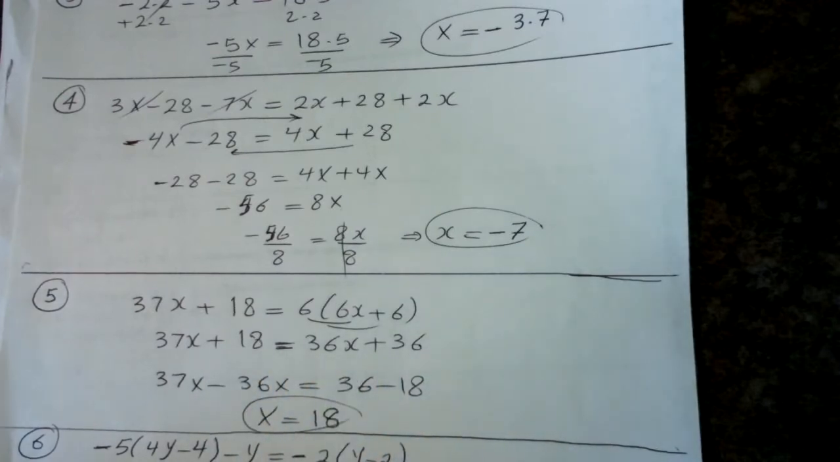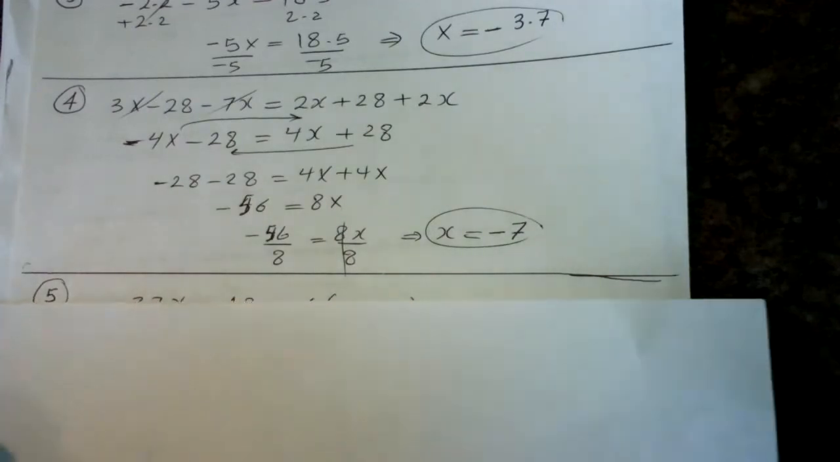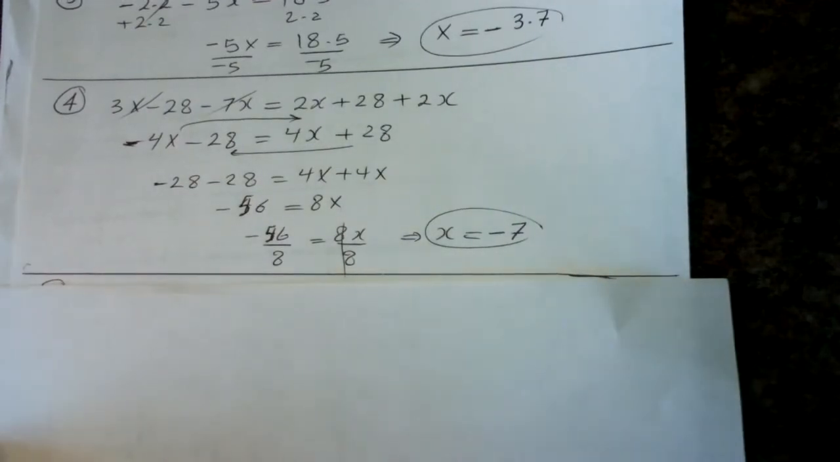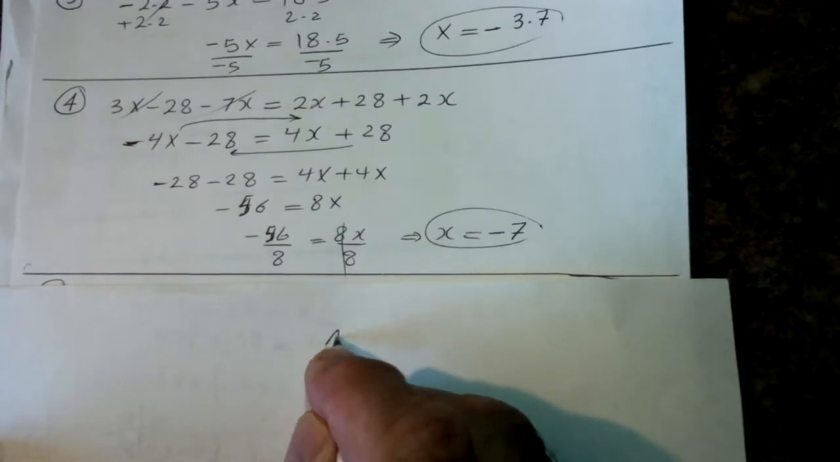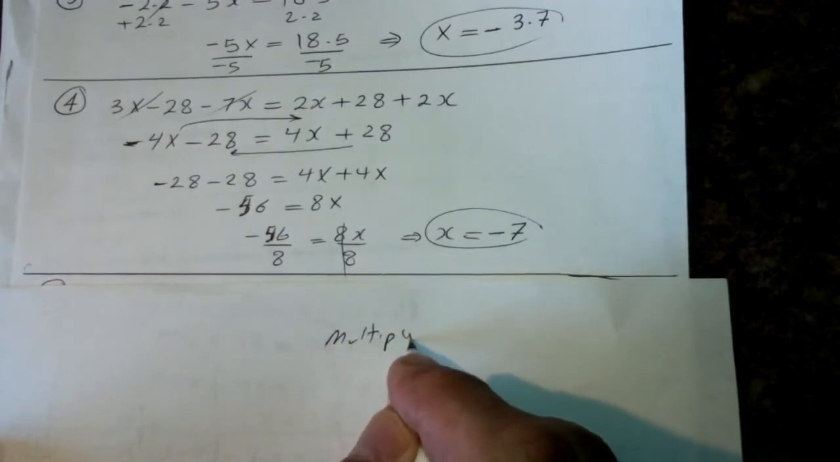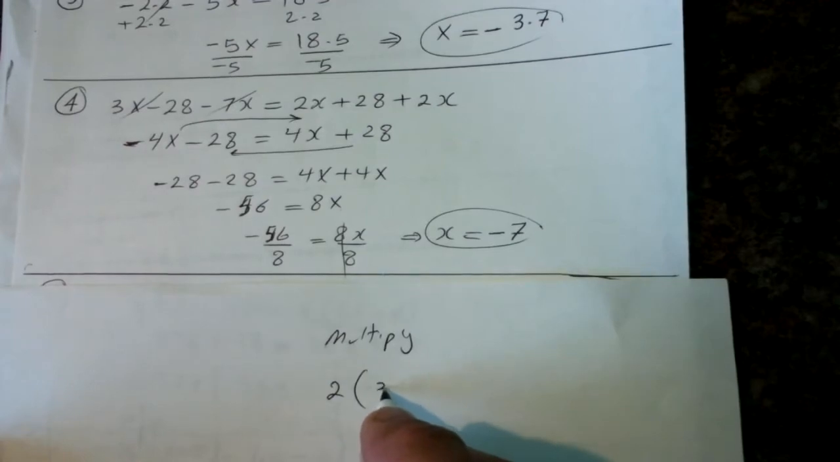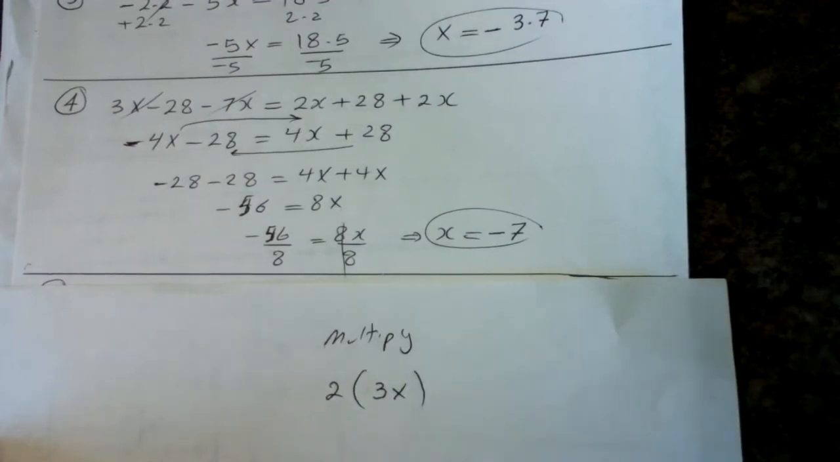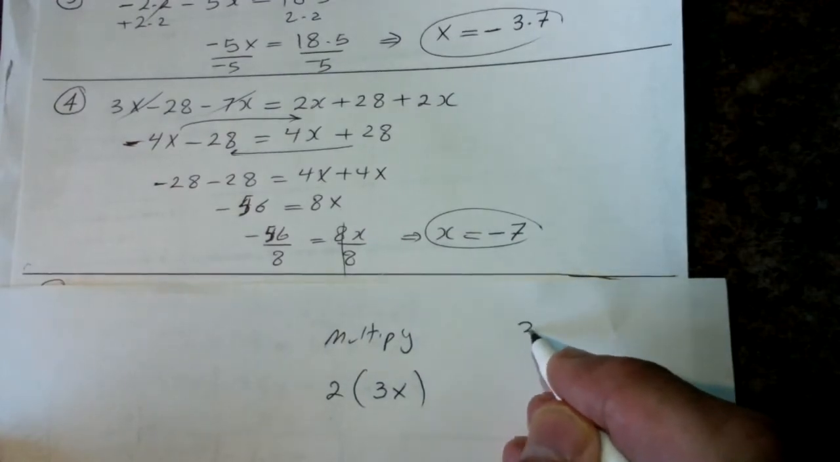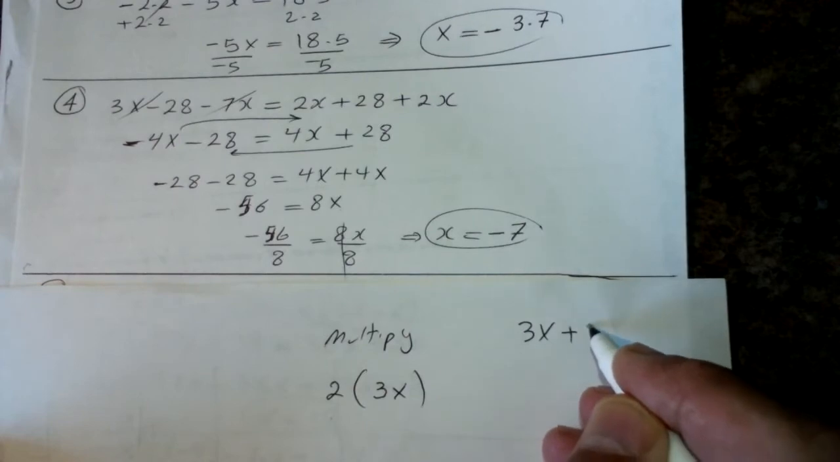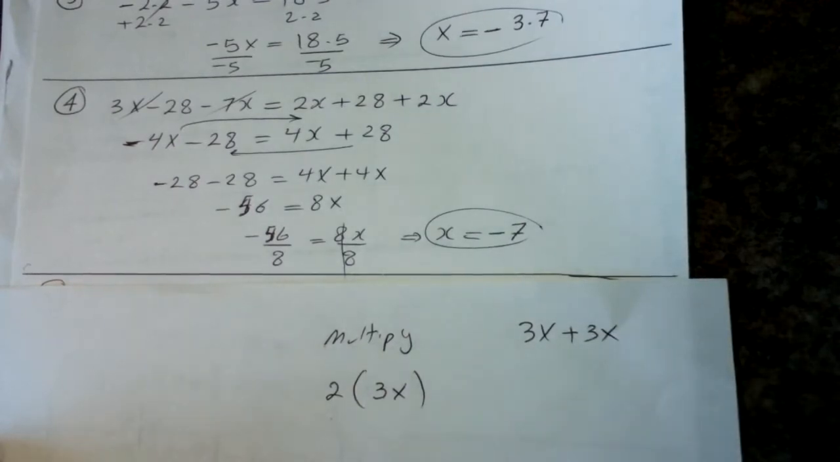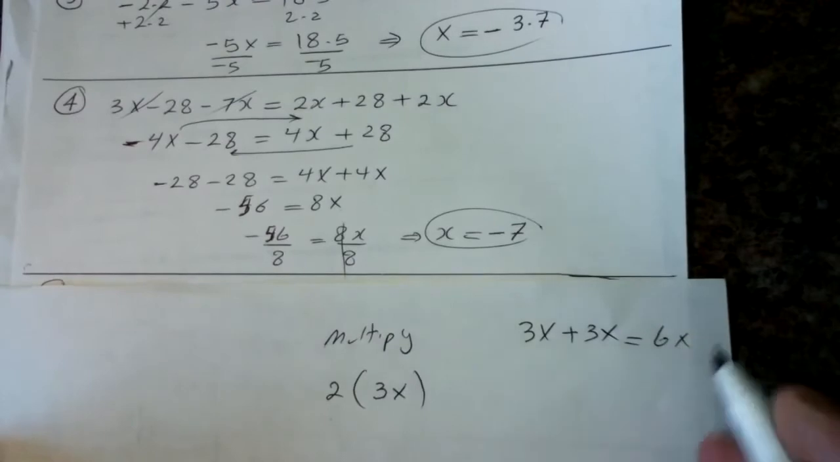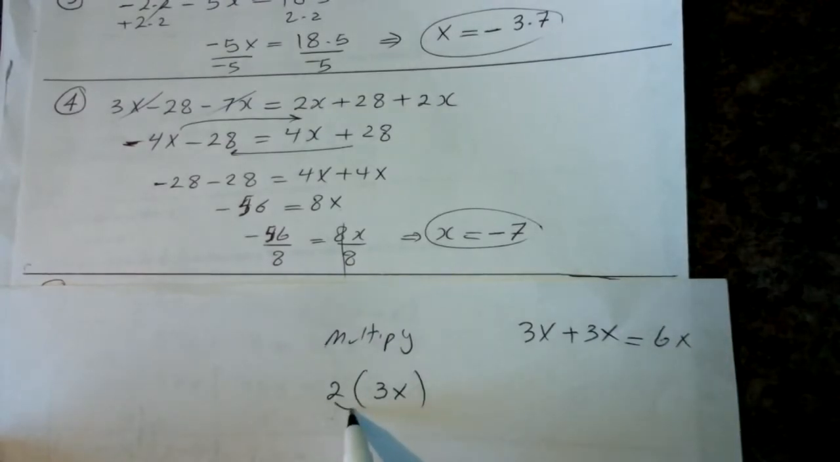Let me talk a little bit about distribution, because this is in Math 50, and since you combine 50 and 60 into 1, let me go ahead and work on that. I want to multiply 2 times 3x. 2 times 3x means 3x and 3x, which you know is 6x. So when you multiply numbers, 2 times 3 is 6, and you just write the x.